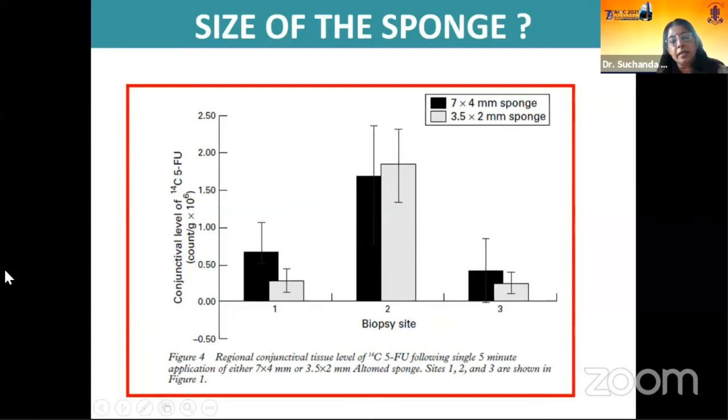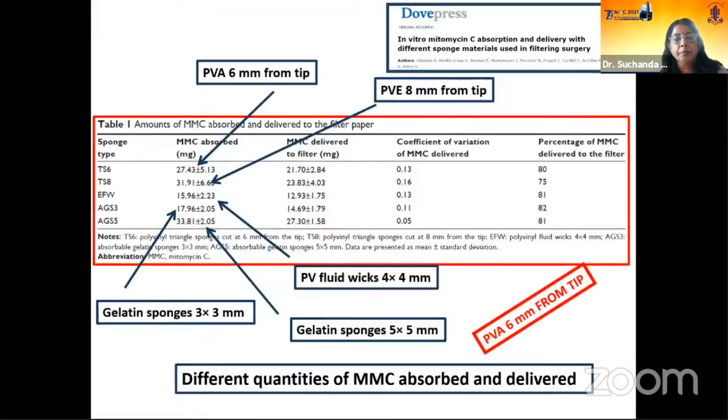But what was interesting is that the conjunctival biopsy over the application of the sponge area showed that the smaller sponge delivered a more localized, higher range of drug in the conjunctiva than the larger sponge. And that is why it is better to apply multiple sponges for a diffuse, larger area of exposure rather than a single large sponge, which may lead to more chances of a mitomycin C burn.